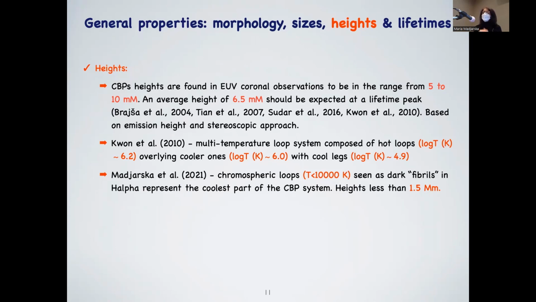And Dr. Kwon, now working at Kwasi, and co-authors, during his PhD with Professor Sheff from Seoul National University, found using stereo observations that these loops are a multi-temperature system composed of hot loops overlying cooler ones with cool legs. And most recently, during my BrainPool program work at Seoul National University, I used the FIS instrument developed by Kazi in collaboration with SNU. We found that a bright point is also composed of chromospheric loops, which are seen in the H alpha line, and they reach heights of about 1.5 megameters.